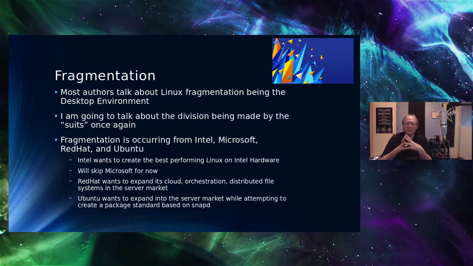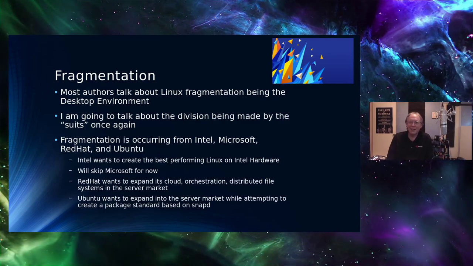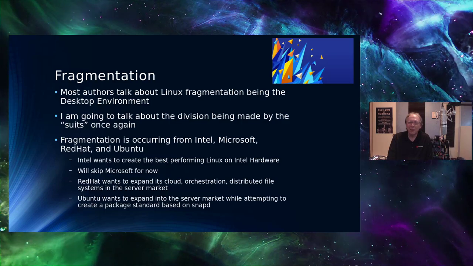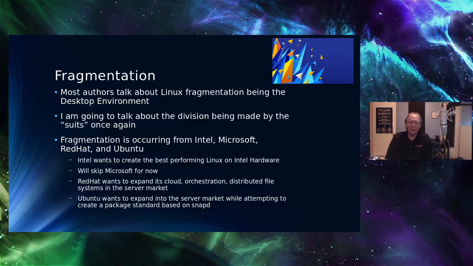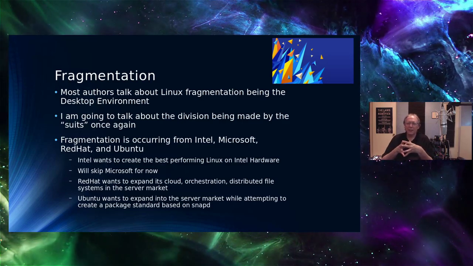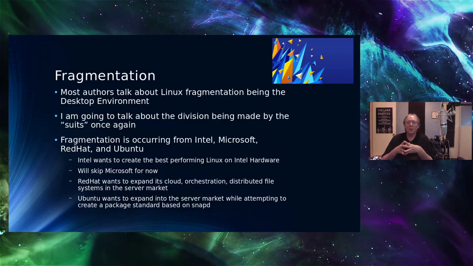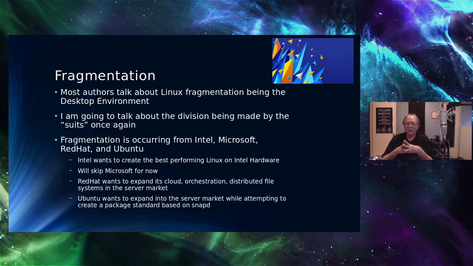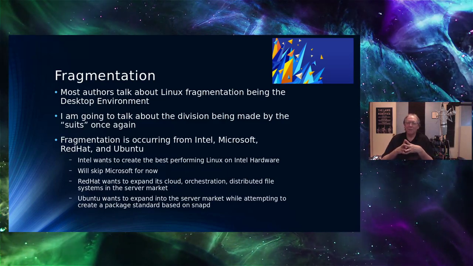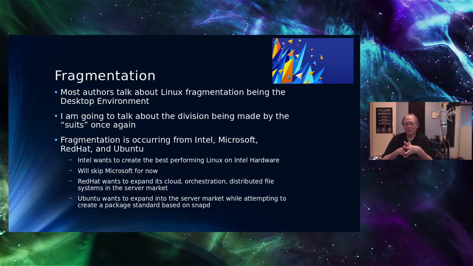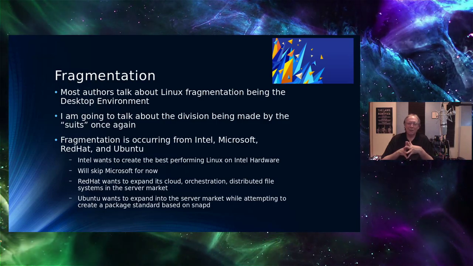So the division I'm going to be talking about is the same one that came about with Unix, and that was when the suits showed up. I always say the suits, but it's the corporations looking to make money and sell it, and differentiate themselves so that they are unique in the marketplace. Fragmentation is occurring from Intel, Microsoft, Red Hat, and Ubuntu. Intel wants to create the best performing Linux, but they're only willing to give it to you on Intel hardware. They won't guarantee it'll perform as well or better on AMD. They're building in every single thing they can to make it run fast on their hardware. That's fine. I'm not scolding them. I'm just telling you that's a differentiation from the other distributions.